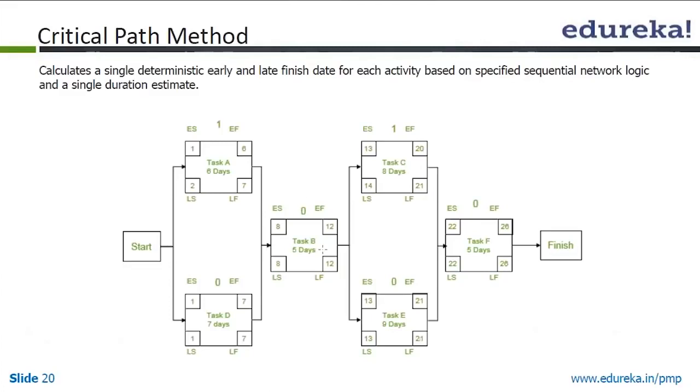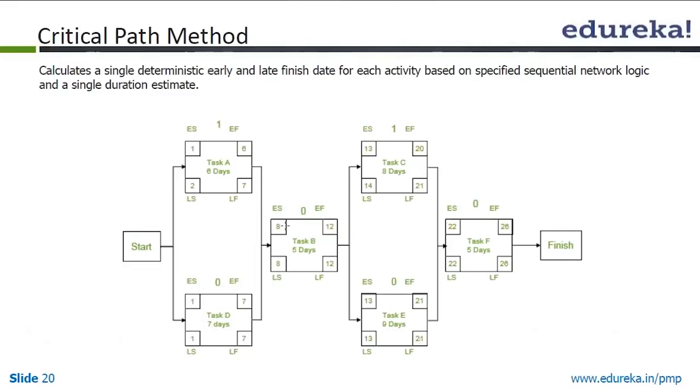Now we go to the next task, which is B, and B requires task A and task D to be complete. Out of the two, the early finish of A is 6 and D is 7. So whichever is higher will be taken, and plus 1 is added to make the early start. So 7 plus 1, 8, is your early start, and then again you add the task duration and minus 1 to get the early finish.